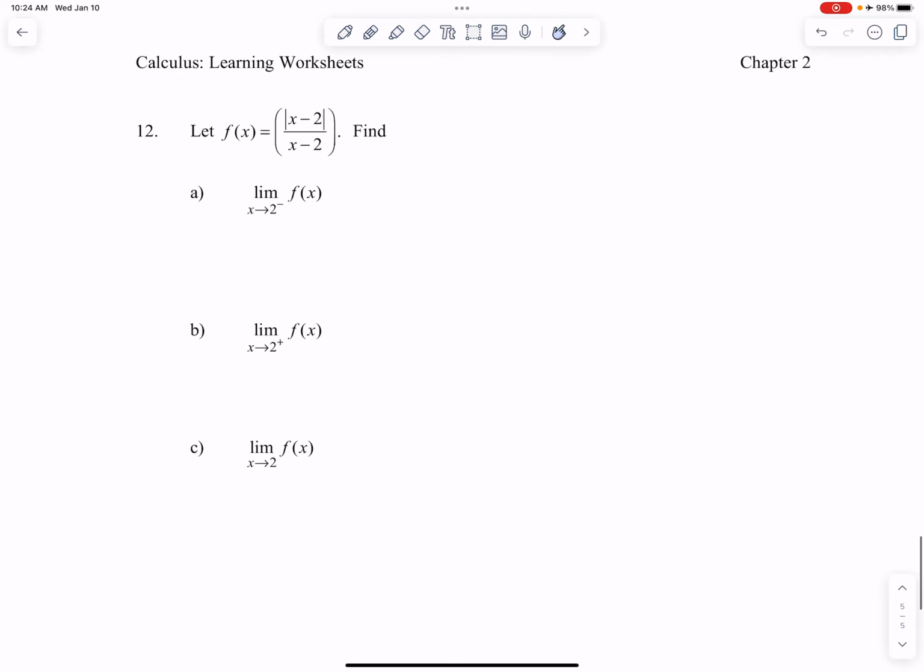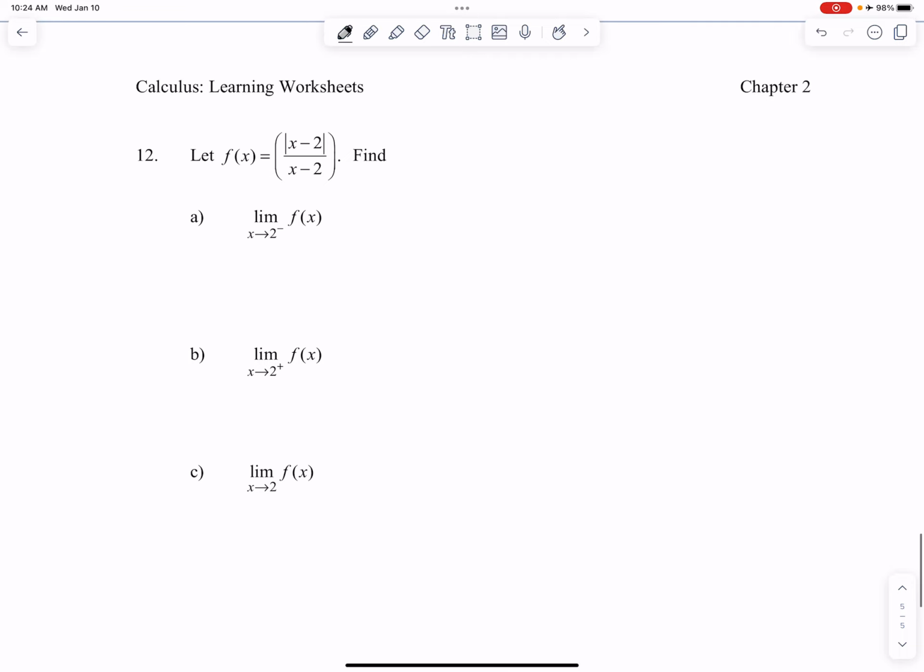And our last example for this section, f of x is the absolute value of x minus 2 over x minus 2. And we're just going to explore the limits. We'll look at the limit going to 2 from the left, going to 2 from the right, and then does it exist? So let's start by going to the left-hand side.